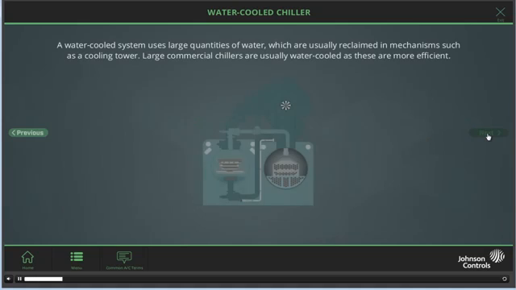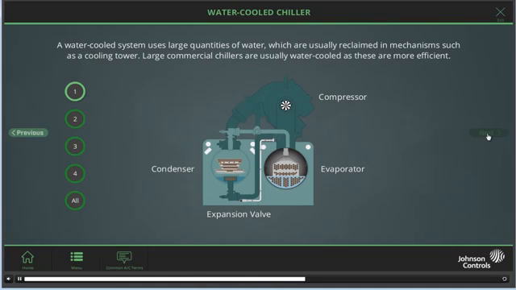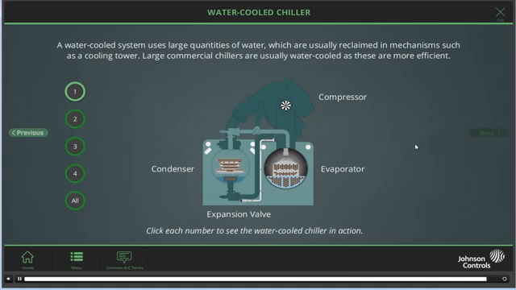A water-cooled system uses large quantities of water, which are usually reclaimed in mechanisms such as a cooling tower. Large commercial chillers are usually water-cooled, as these are more efficient. Click each number to see the water-cooled chiller in action.